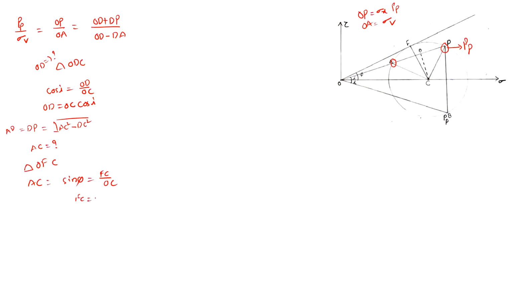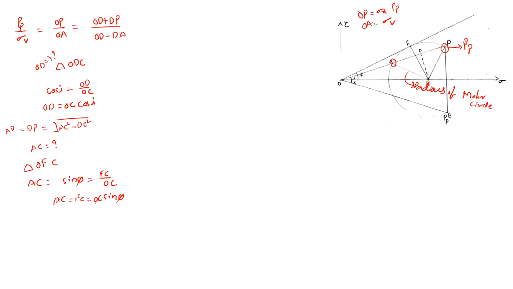and FC we can get OC sin phi. Here FC as well as AC are the same, because the distance between CA as well as CF are the same, because these are the radius of the Mohr circle.